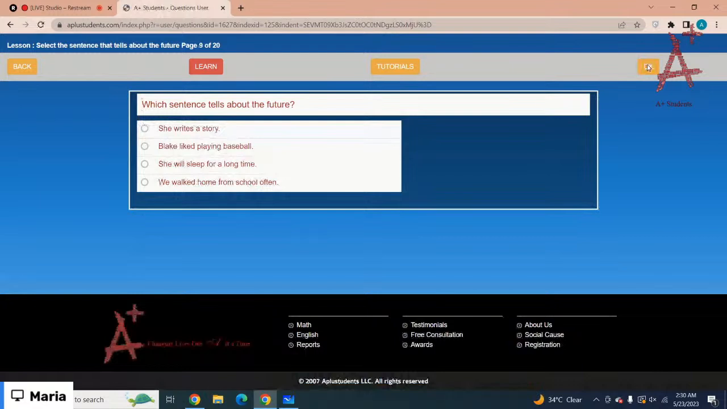Which sentence tells about the future? She writes a story. Blake liked playing baseball. She will sleep for a long time. We walked home from school often. So which is the correct option? It would be option number 3, she will sleep for a long time.